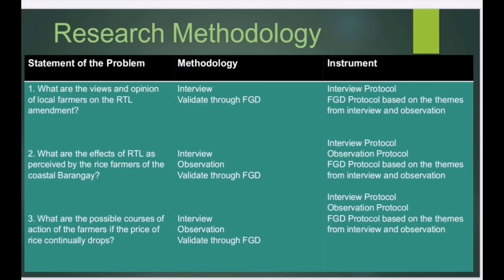The next slide was a table I asked them to accomplish as one of their written works for Practical Research 1. That table includes the statement of the problem, the methodology to be used, and of course, the research instrument that they will have to use for each of the statements of the problem. At this point, you should have already made sure that the type of research methodology, particularly the type of research instruments that you're going to use for each of the research questions, statements of the problem, or objectives, are appropriate.